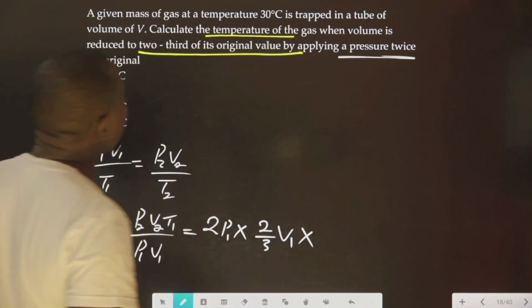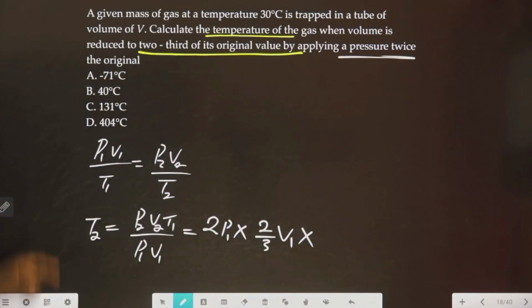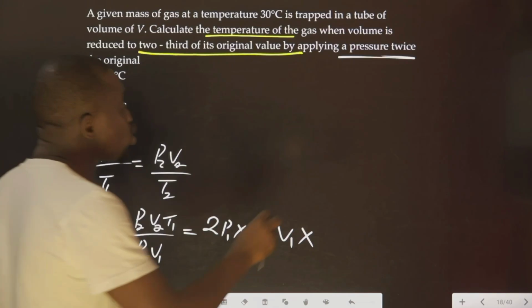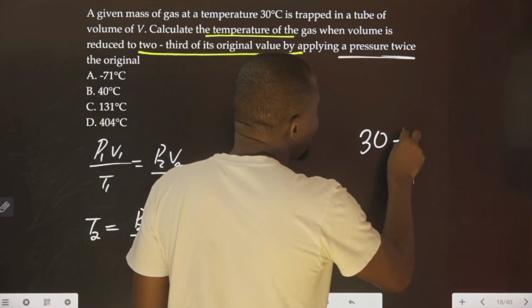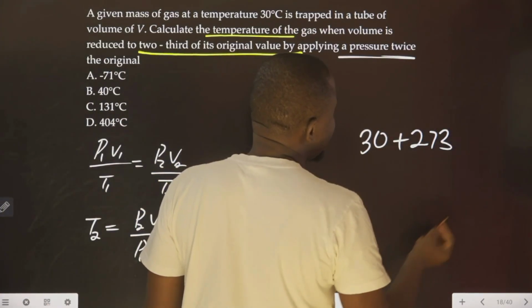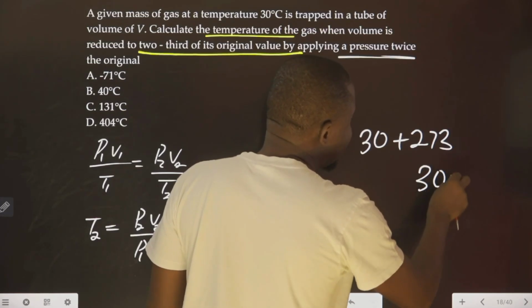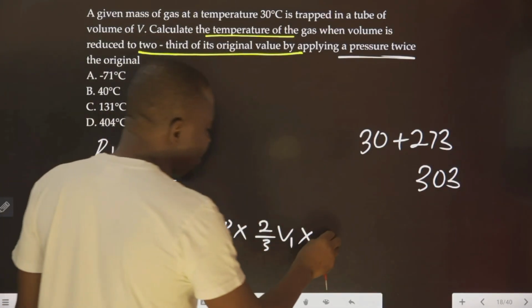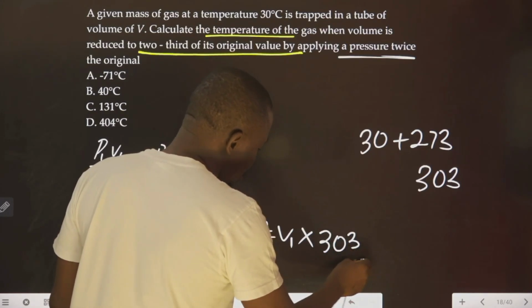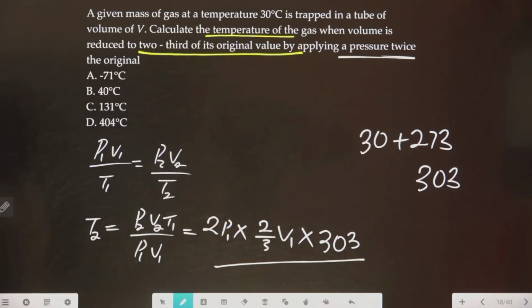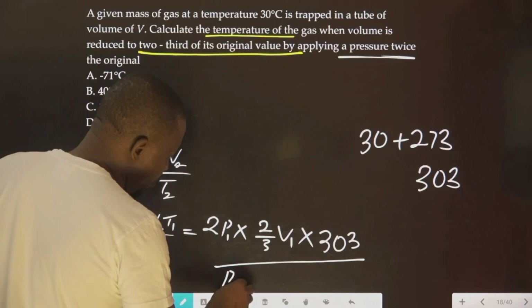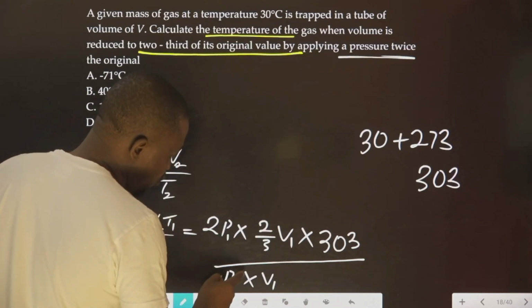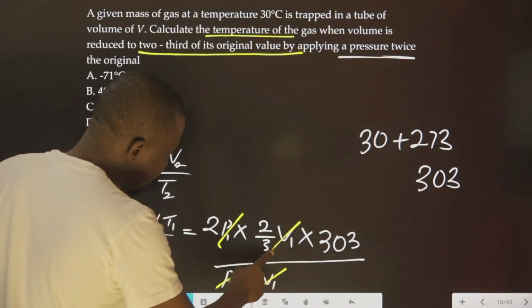What about the temperature? The temperature that was given to us to be 30. So what do we do? We simply add 273 to it to turn it to Kelvin. This plus 273 to become 303. We are turning it to Kelvin. So therefore, this is 303 all over. We don't need to waste our time again. We put P1 V1 because we can easily cancel these guys.